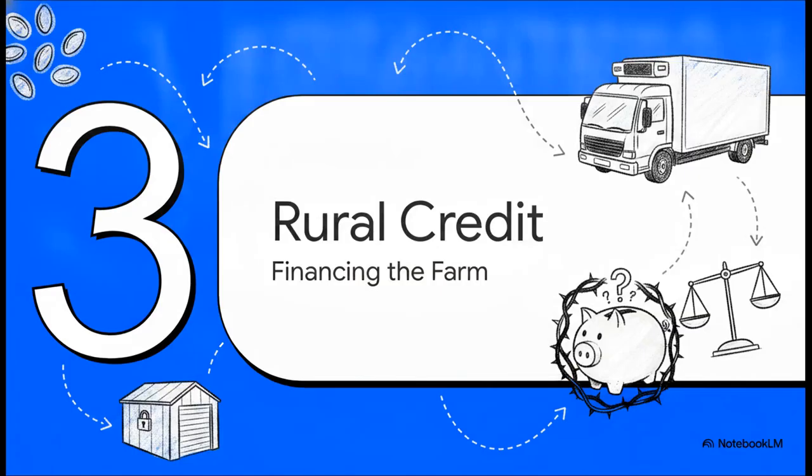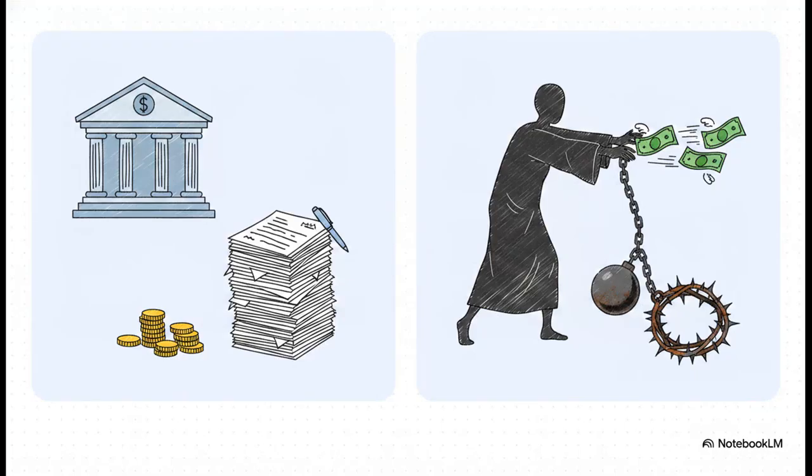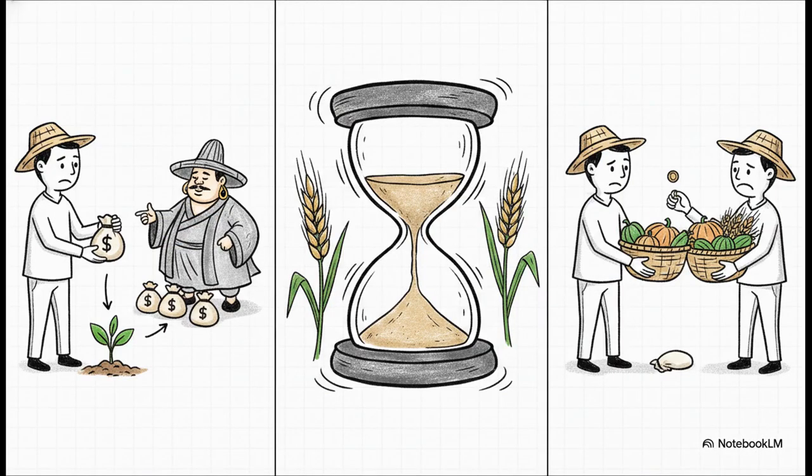Which brings us to Section 3, credit in rural areas. So how exactly do you buy that refrigerated truck if you don't have access to a bank? Well, rural India faces a really stark divide here. On one side, formal institutional banks offer fair rates, but they demand mountains of paperwork and strict collateral. On the other side, you've got local moneylenders. Fast, easy cash, zero paperwork, but they charge exorbitant loan shark interest rates that can trap a farmer in endless debt.